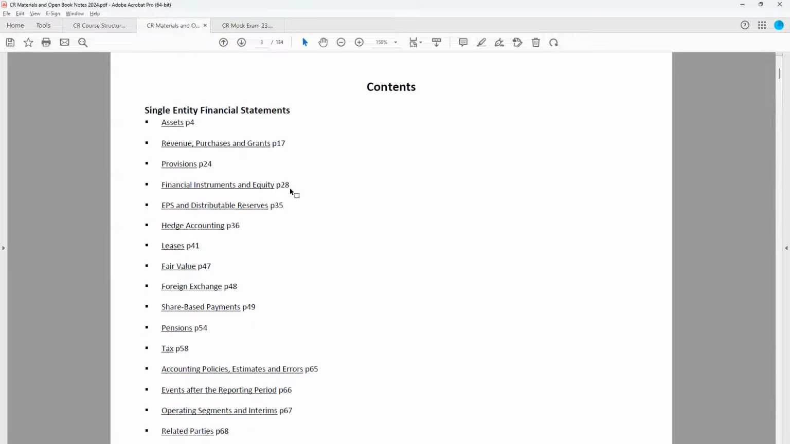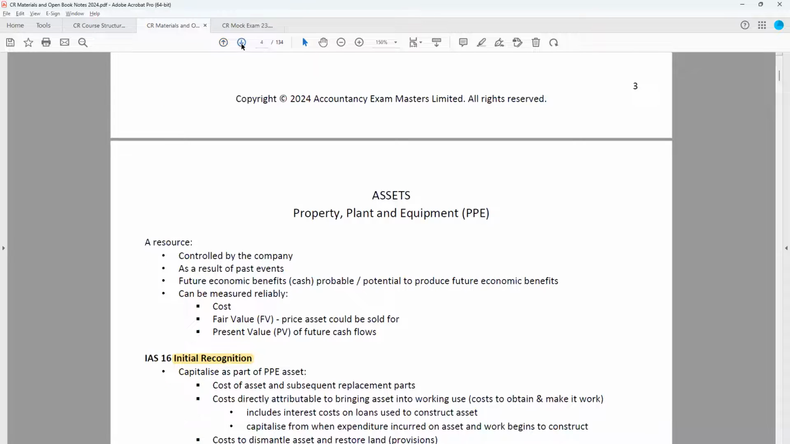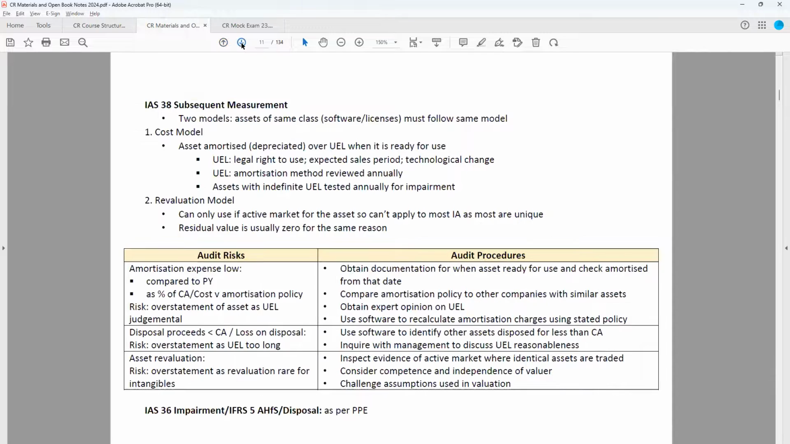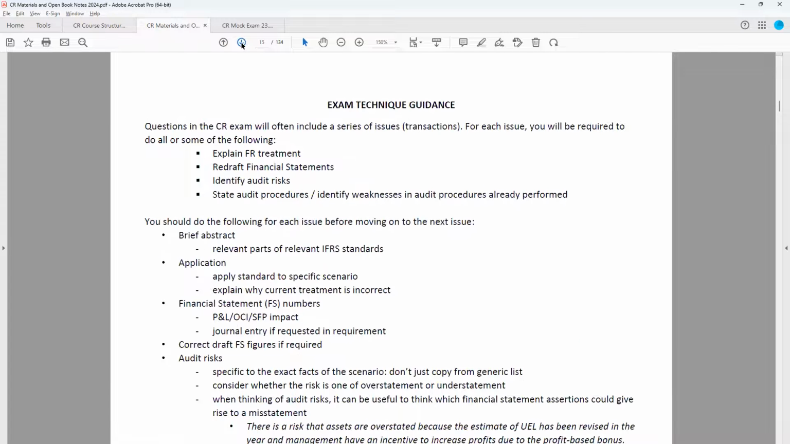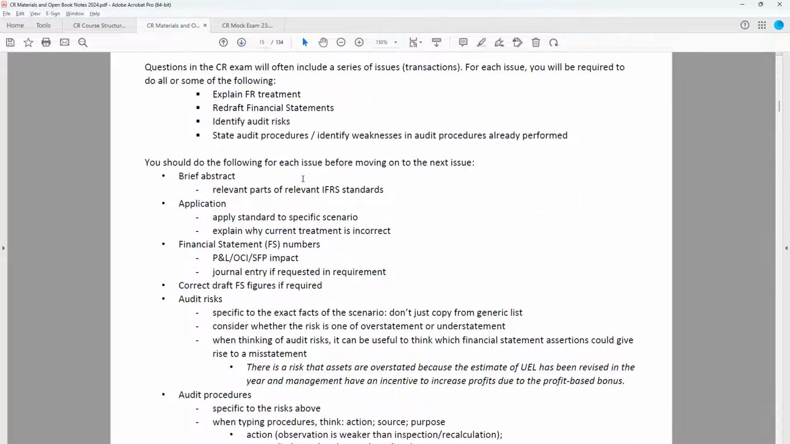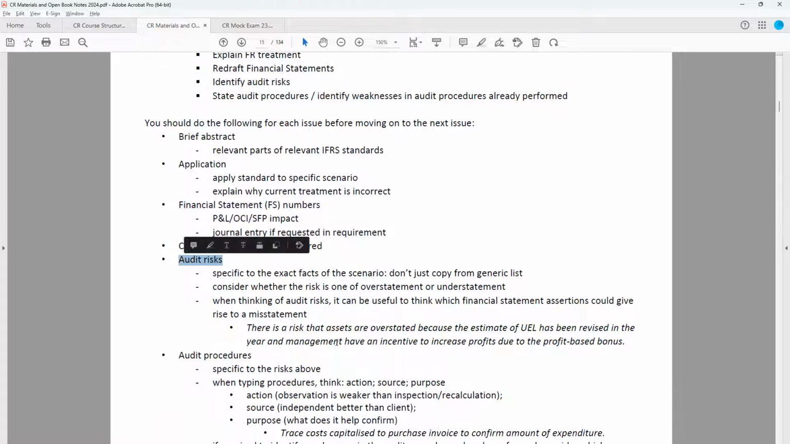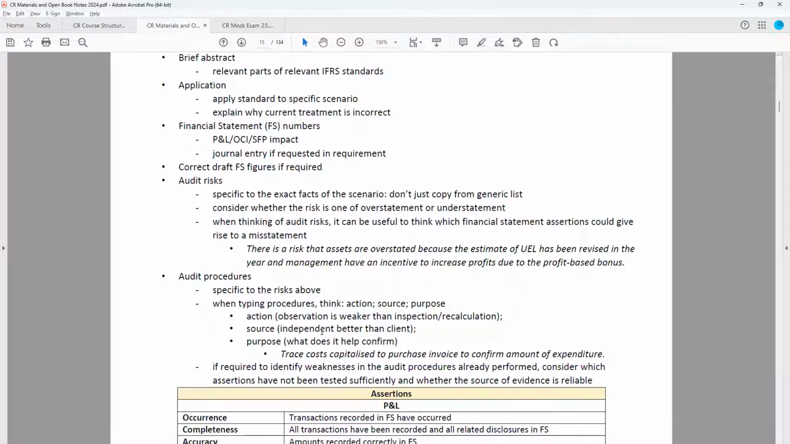In terms of exam technique reminders, at the end of each section we've got exam technique reminders, depending on the type of question: how to explain the FR treatment, relevant parts of the scenario, apply it to the scenario, relevant parts of the standard, apply it to the scenario, calculate the numbers in a journal if you're required to, identify audit risks, but just a bit of a reminder on how to structure your audit risks and then audit procedures.